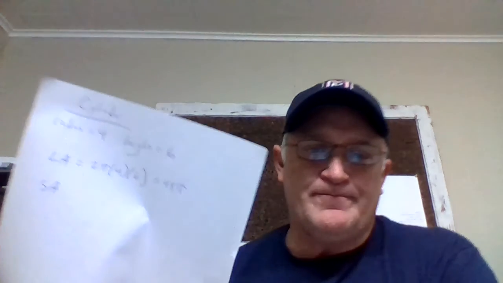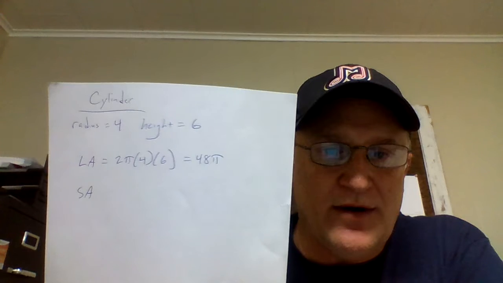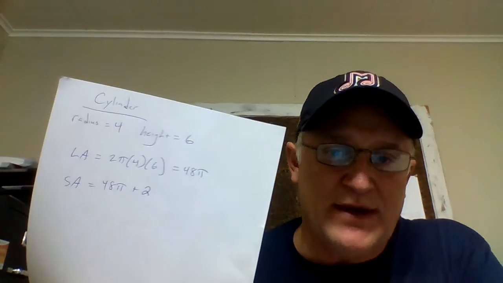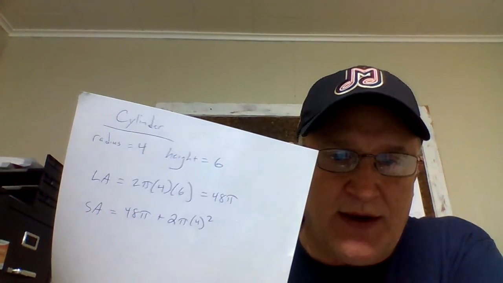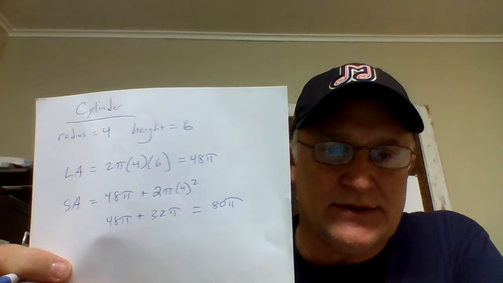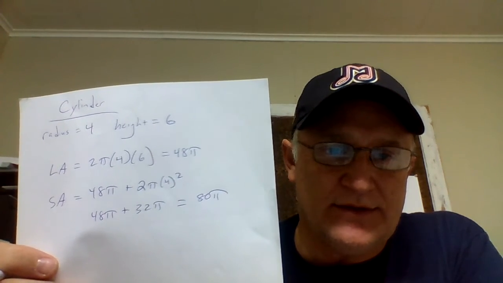And the surface area is going to be the lateral area, which is 48 pi, plus 2 times the bases, and the bases are pi r squared, so 2 times pi times the radius squared, 2 pi r squared. So that is 48 pi plus 32 pi, which is what, 80 pi. And that is the surface area of that cylinder.